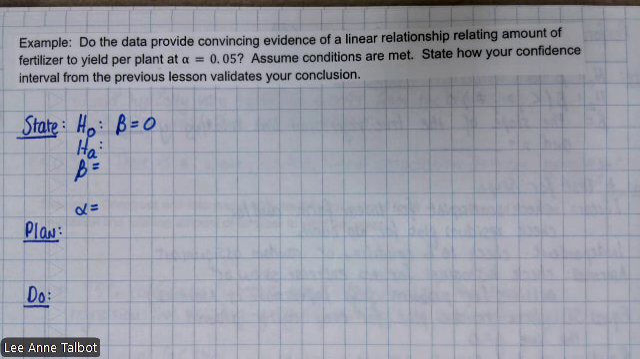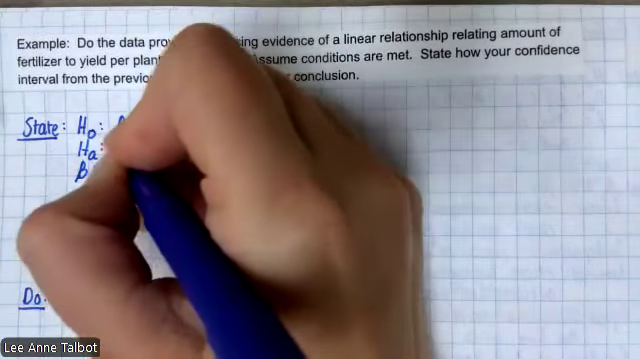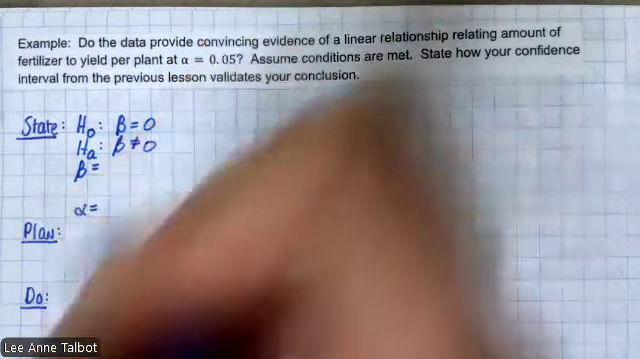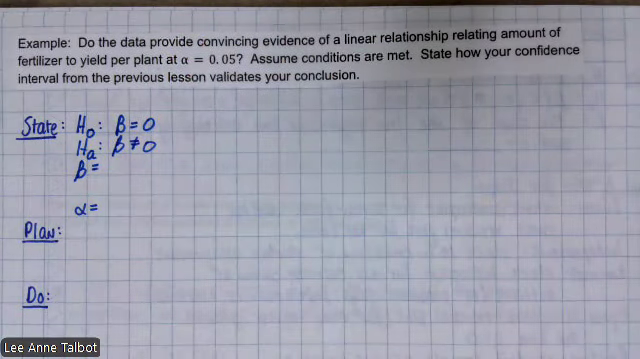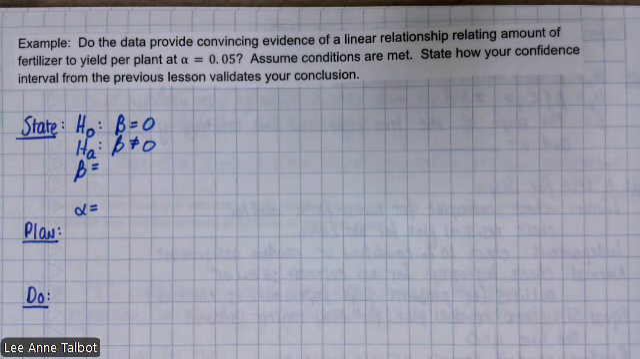Do the data provide convincing evidence of a linear relationship relating amount of fertilizer to yield per plant? Is it saying anything about a positive linear relationship? No. Is it saying anything about a negative linear relationship? No. So it could be either one. Do you guys see how you would tell? It would say positive or negative.